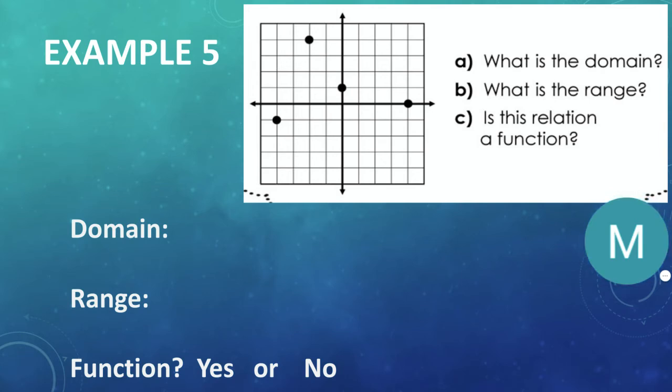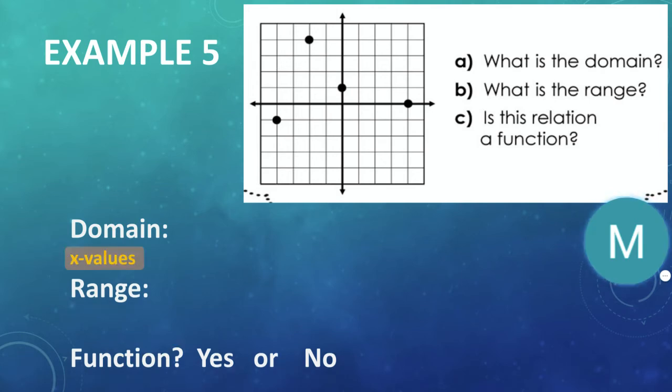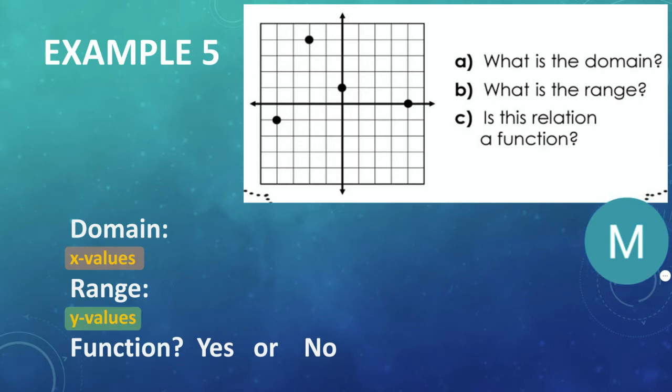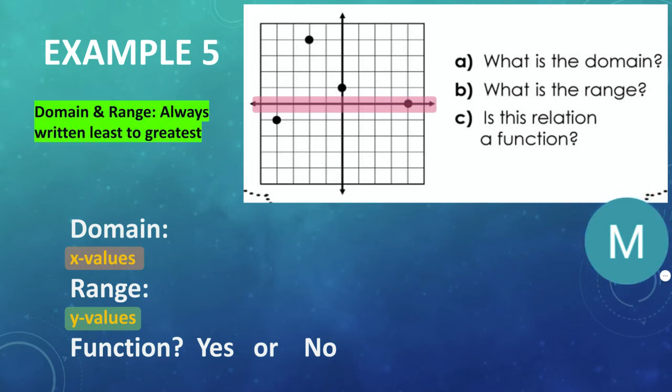Example 5. Domain are all the x values, range are all the y values. This is called a discrete graph because they're points that are not connected. So my x values, I'm going to read off the x-axis. So the first point is -4. The next one has an x value of -2. The third one has an x value of 0. And the last one has an x value of 4.